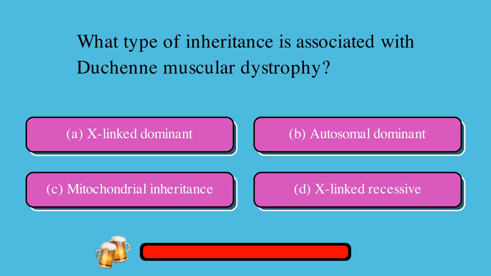What type of inheritance is associated with Duchenne muscular dystrophy? A. X-linked dominant, or B. Autosomal dominant, or C. Mitochondrial inheritance, or D. X-linked recessive? The correct answer is D. X-linked recessive.